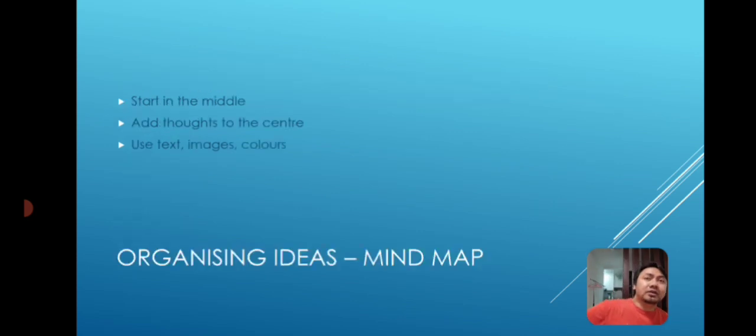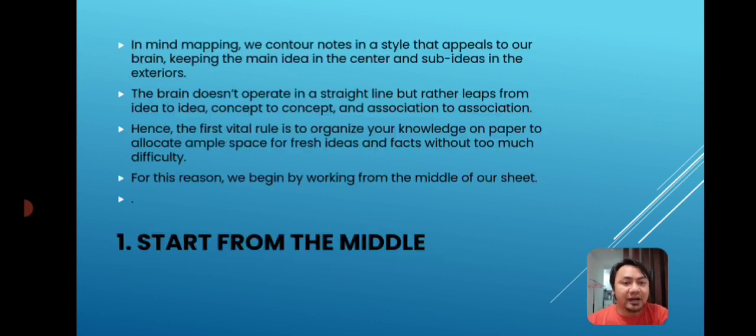Now I would like to talk about organizing ideas, in a way of doing mind maps. When we are doing mind maps, whether you are using apps for mind maps or a physical paper mind map, always start in the middle and then add thoughts to the center, and of course use text, images, and colors. So why do we start in the middle?